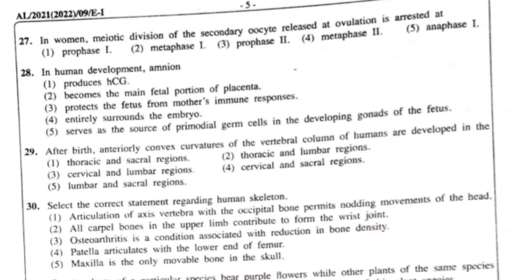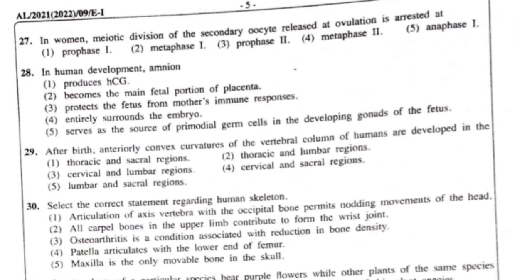Then the fourth statement says it entirely surrounds the embryo. That is correct. That is a function of the amnion. The fifth statement says it serves as the source of primordial germ cells in the developing gonads of the fetus. That is wrong. That is a function of the yolk sac. So the answer is the fourth one.